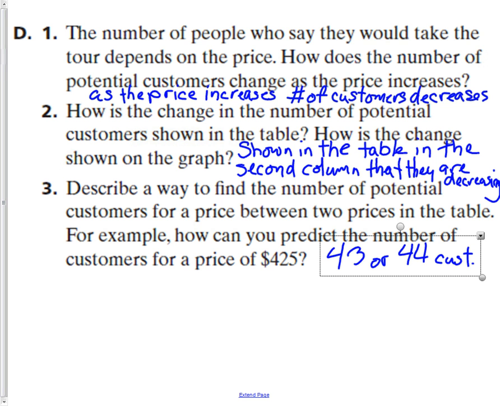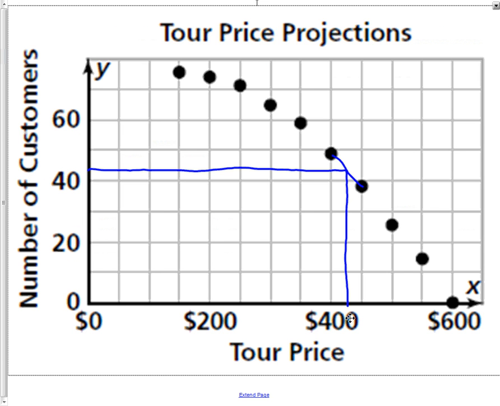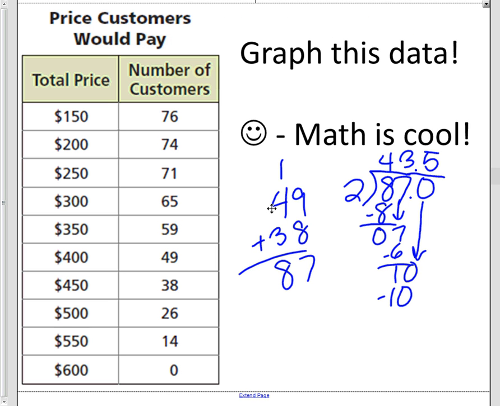But I wanted you to describe the way. Don't put 43 or 44 for this answer right now. I want you to describe the way that I can actually get to this number using either connecting the lines and then following that over to the number of customers, or averaging out the numbers between 400 and 450.